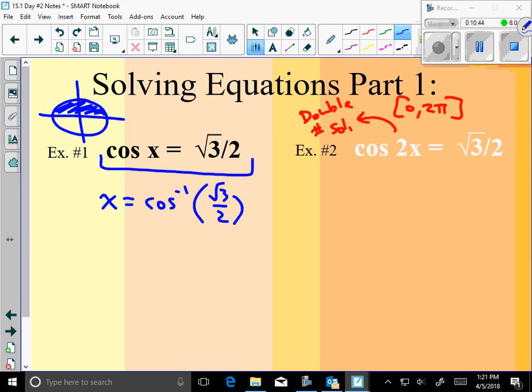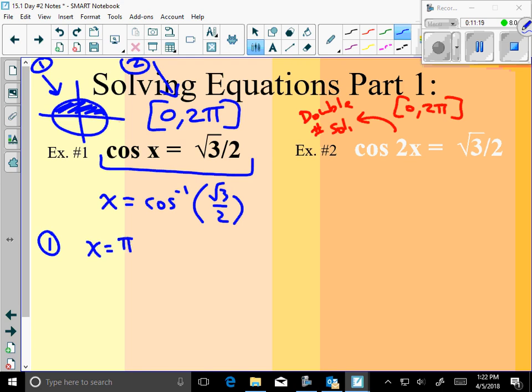Now, if I gave you these specific instructions and said 0 to 2 pi, then there'd be 2. If I said find all solutions between 0 and 2 pi, then there'd be 2 solutions. We'll get to that in a moment. Let's find the restriction based on this first, and then the number of solutions based on that restriction second. So where is this true? Would it be in the first or second quadrant? First, right? What would it be? Pi over 6. So x would equal pi over 6.